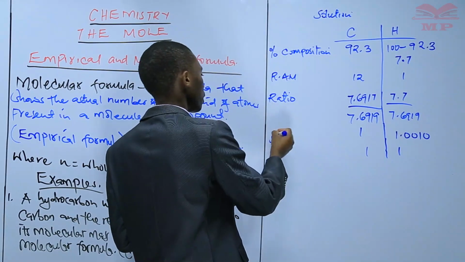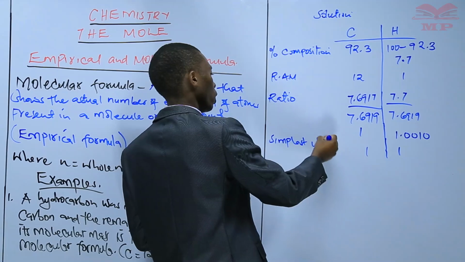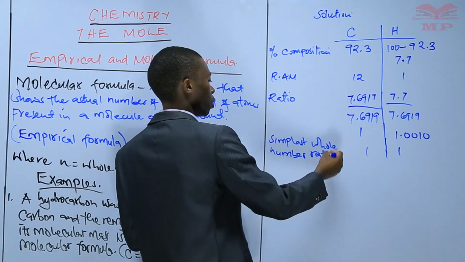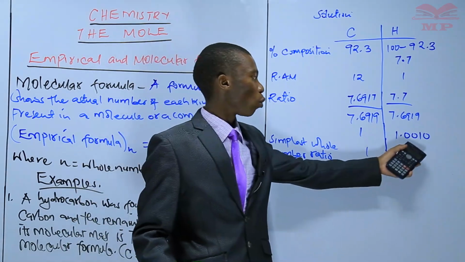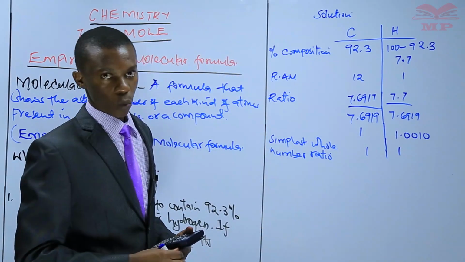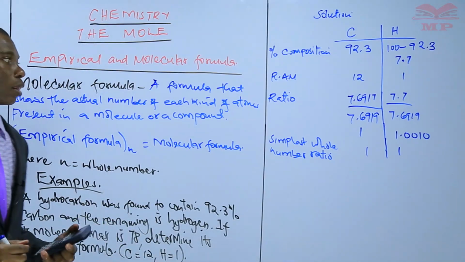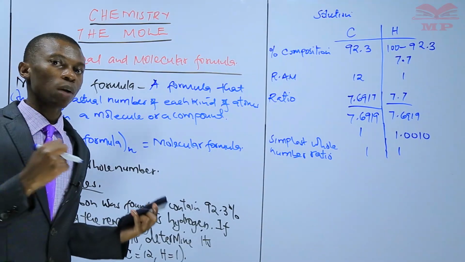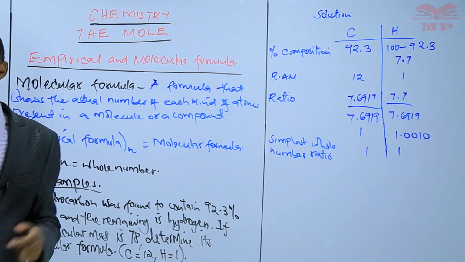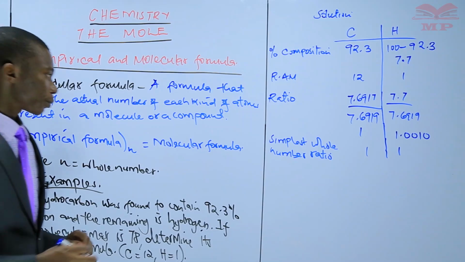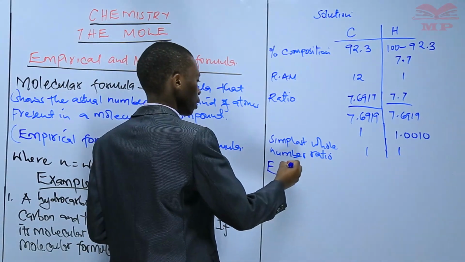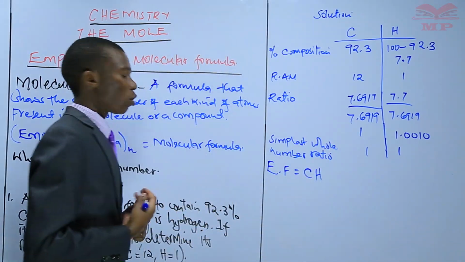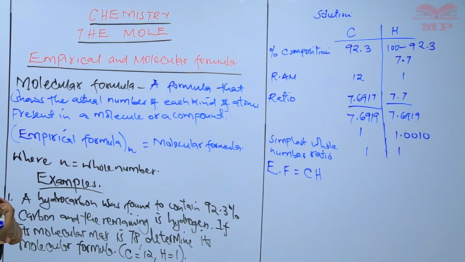This is now the simplest whole number ratio. We have just rounded it off to the nearest whole number. 1.0010, the nearest whole number is 1. Therefore, the ratio in which carbon and hydrogen are combining is 1:1. Therefore, the empirical formula is CH. That is the empirical formula of that hydrocarbon.